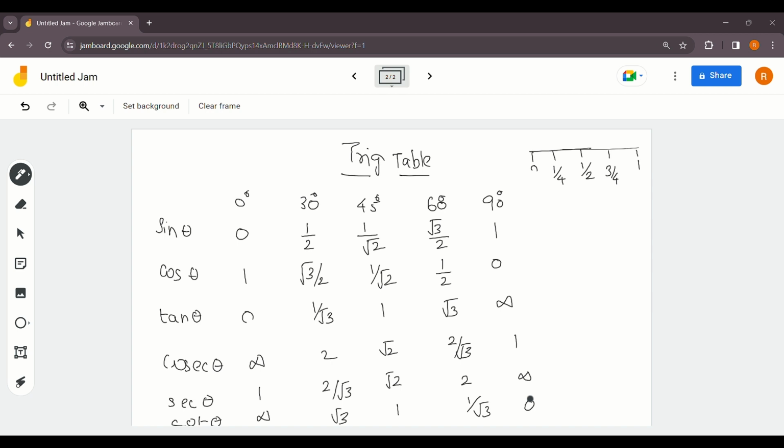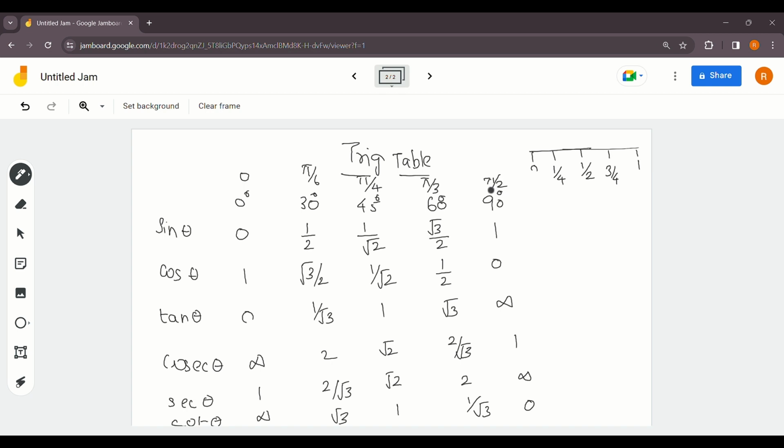And now we just write these angle values in radians. So 0 degree is nothing but 0 radians. 30 you can write as 180 divided by 6. So 180 is pi, so you can write it as pi by 6. And 45 you can write as 180 by 4, so it is pi by 4. And 60 is 180 by 3, which gives pi by 3. And 90 is 180 by 2, so it is pi by 2.